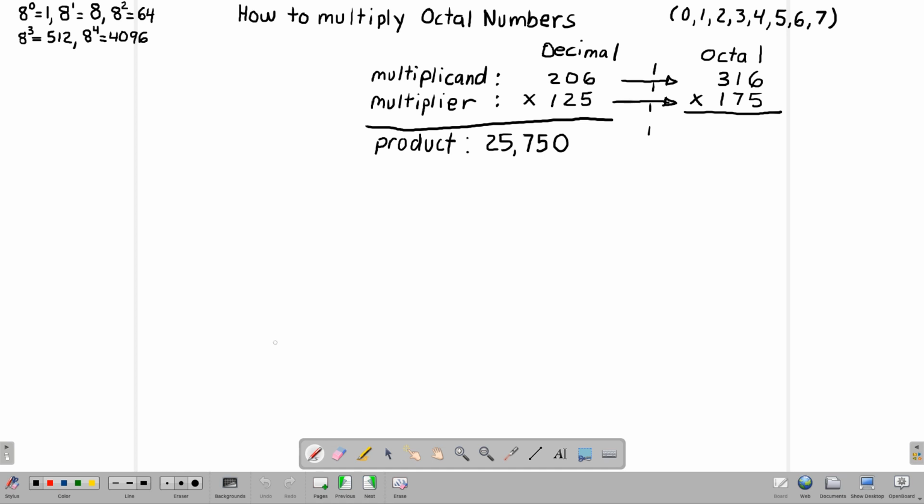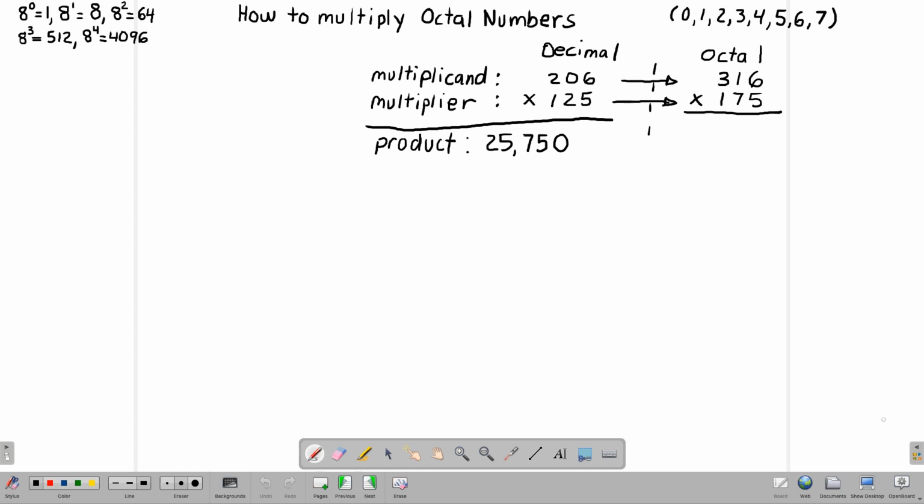Towards the top right, we have this set of octal numbers. It's the values 0 through 7. These are the only digits that can be used to represent octal numbers. So let's begin our computation. When we perform multiplication, it's pretty much the same as when we are performing multiplication in the decimal number system. So we have the value 316 times 175.